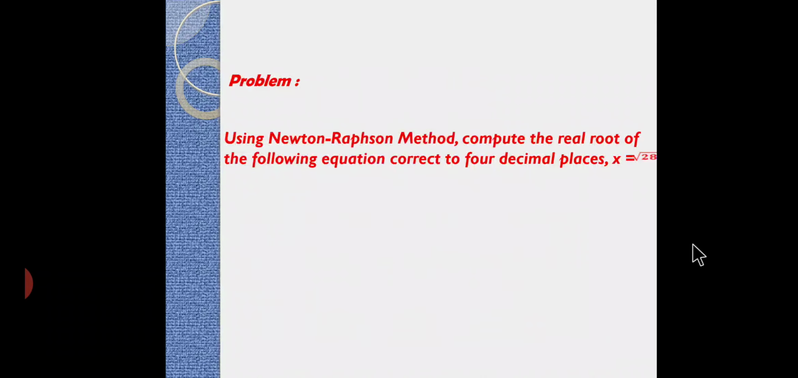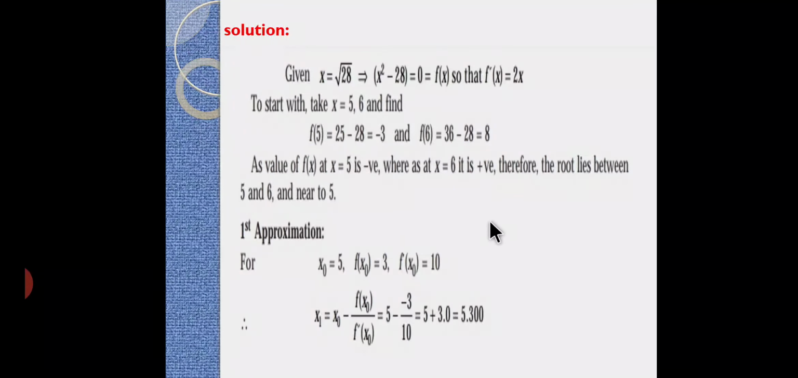So we look at one more problem. Using Newton-Raphson method, compute the real root of the following equation corrected to 4 decimal places. x is equal to square root of 28. Here the given function is x is equal to square root 28.